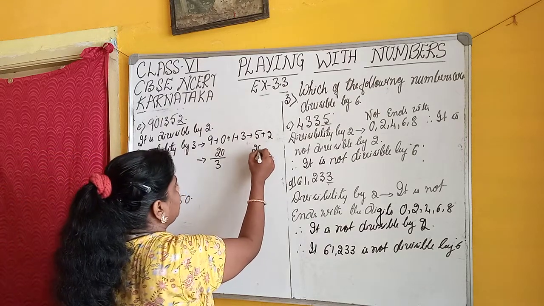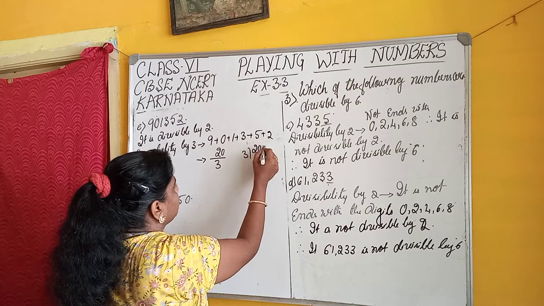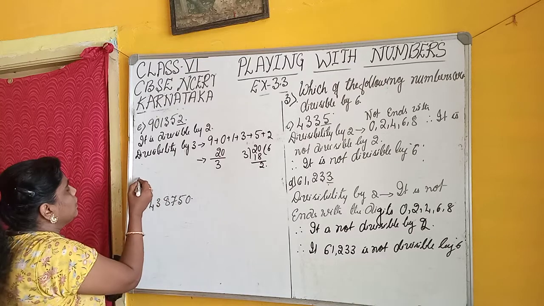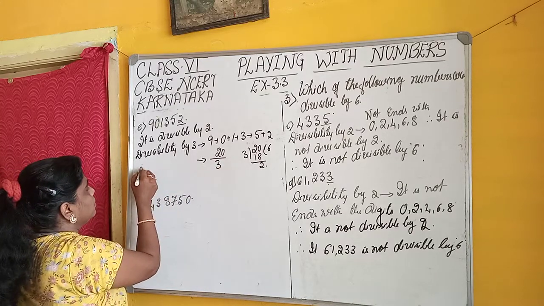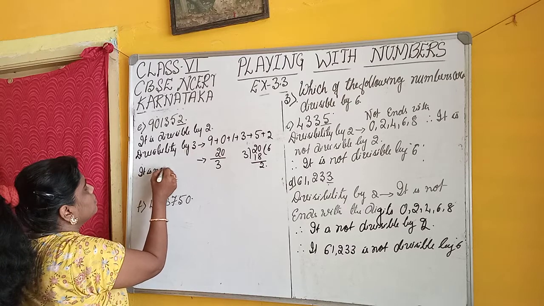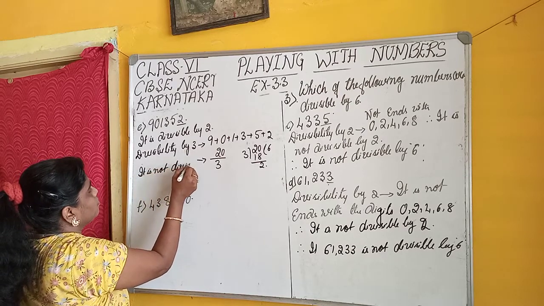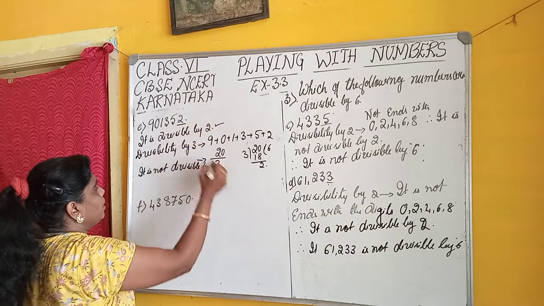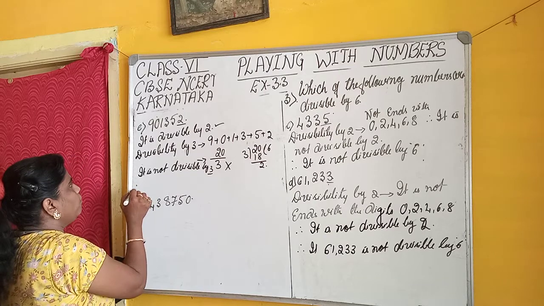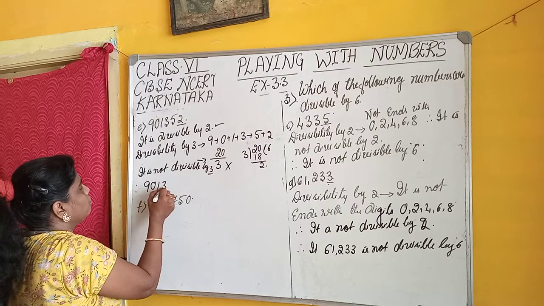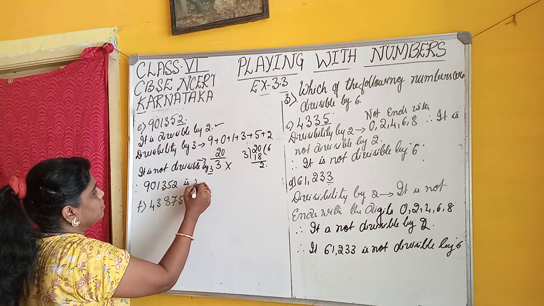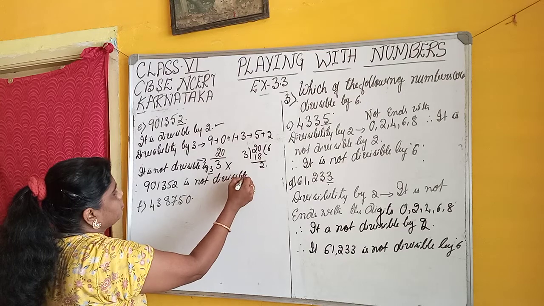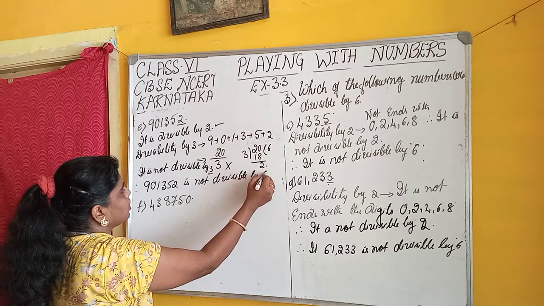Is 20 divisible by 3? Let us check. Here we got a remainder. Therefore, it is not divisible by 3. Here it is divisible by 2, but it is not divisible by 3. Therefore, it is not divisible by 6. Okay, students, you got how to check? Yes.